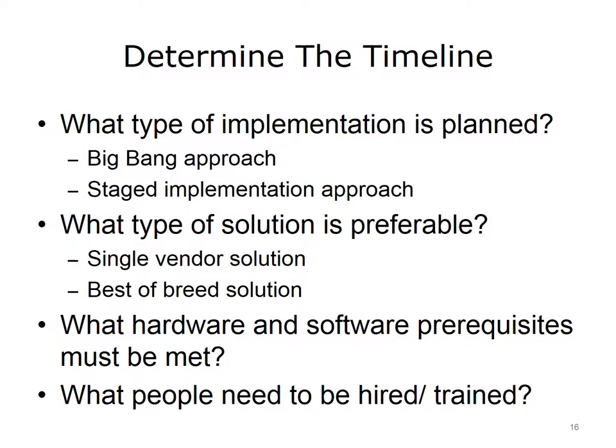The type of EHR chosen may significantly affect the timeline for the implementation process. The timeline will also depend on whether hardware and software prerequisites have been met for the EHR implementation. For example, the organization must ensure that it has sufficient workstations and that they meet the requirements to operate the EHR. Ultimately, the timeline will depend on the availability of key personnel to lead and assist with the implementation. The organization should assess whether it needs to hire and train personnel before the implementation and factor these activities into the timeline. Determining the appropriate timeline can be a complex process, but it is critical for a successful EHR implementation.